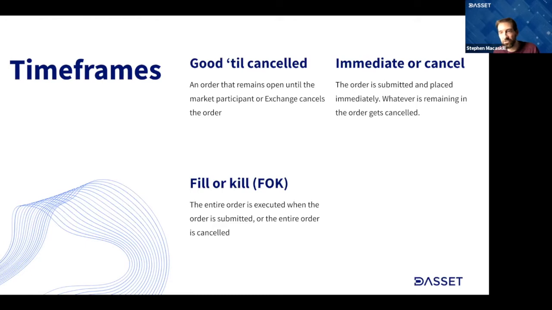Whereas immediate or cancel means the order gets submitted and it gets filled at the current conditions, and whatever is not filled is canceled. So if you place that 100 Bitcoin buy order and somebody's selling 10 Bitcoin for $90,000, then you will get 10 Bitcoin and the rest of your order will be canceled. But if you have a good till canceled order for 100 Bitcoin, that order will remain in place until you cancel it or until it's completely filled.